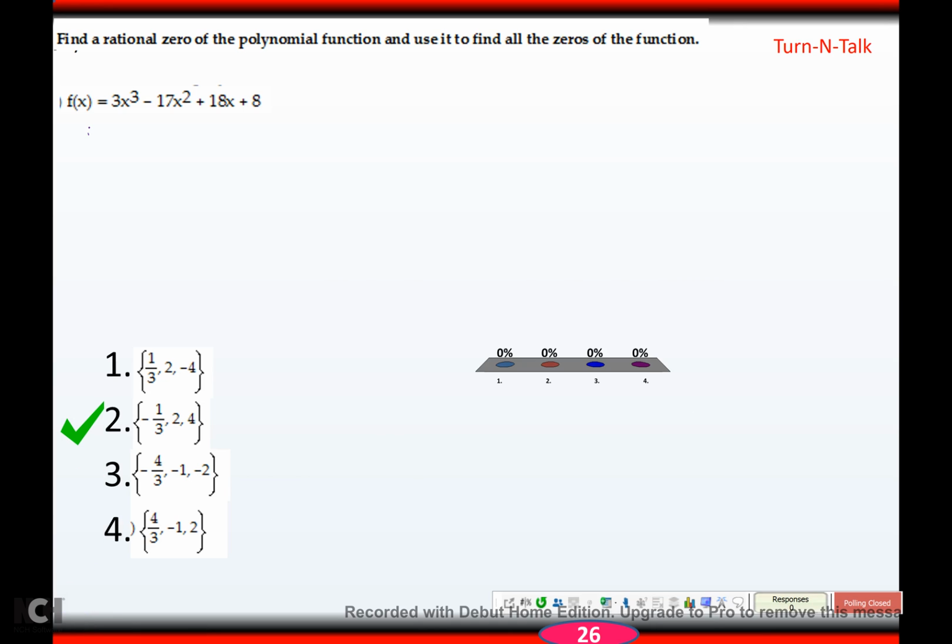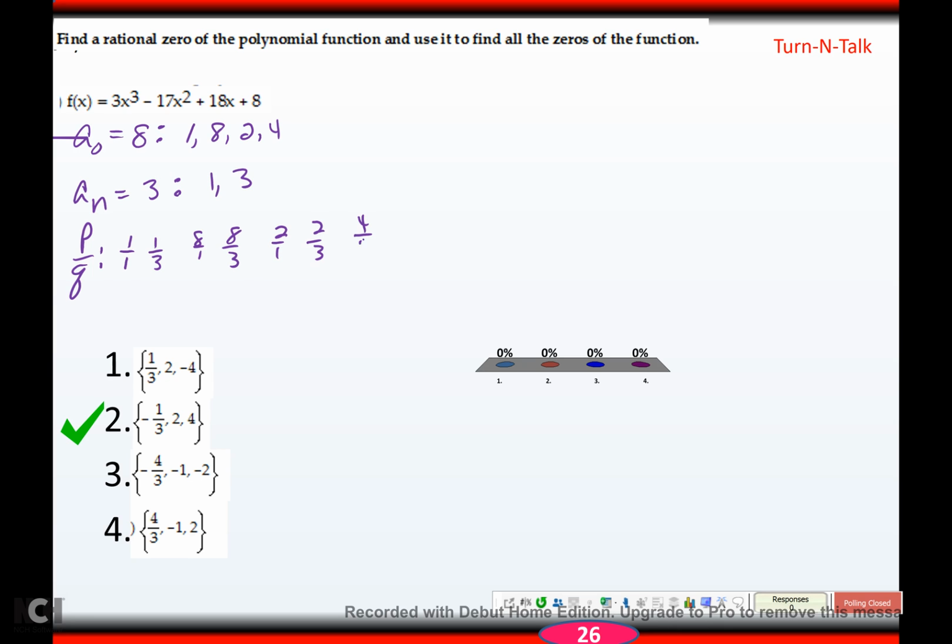If I make my list, my a sub naught is 8, factors of 8, 1 and 8, 2 and 4. My a sub n is 3, factors of 3 are 1 and 3, so my possible p over qs are 1 over 1, 1 over 3, 8 over 1, 8 over 3, 2 over 1, 2 over 3, 4 over 1, 4 over 3, plus or minus 1, plus or minus 1/3, plus or minus 8, plus or minus 8/3, plus or minus 2, plus or minus 2/3, plus or minus 4, plus or minus 4/3.